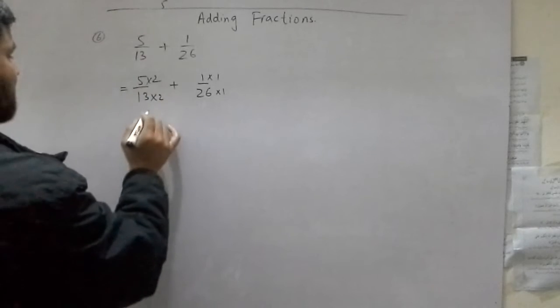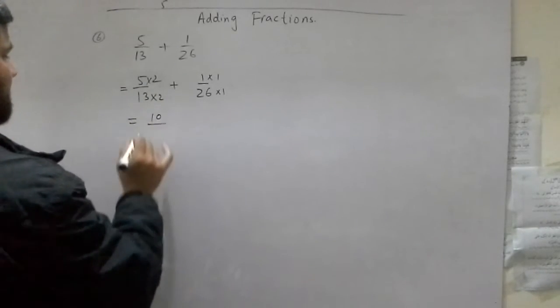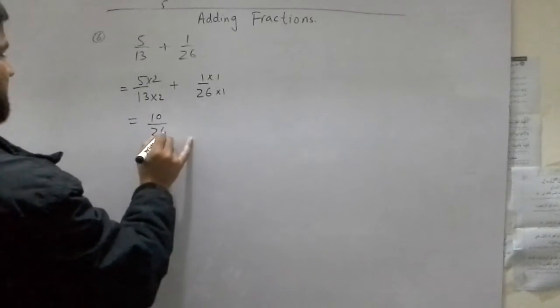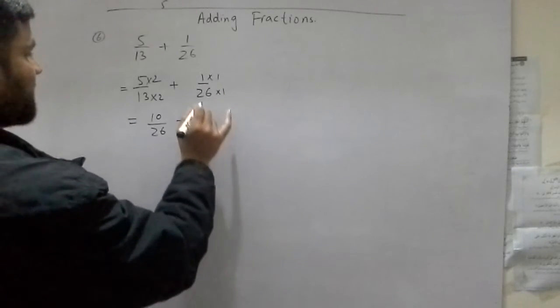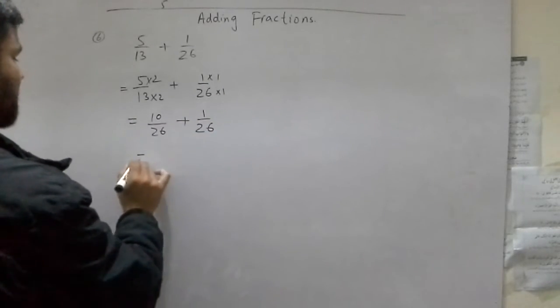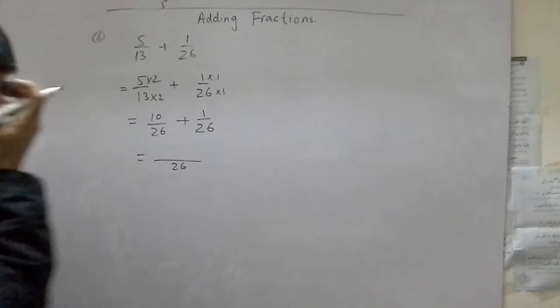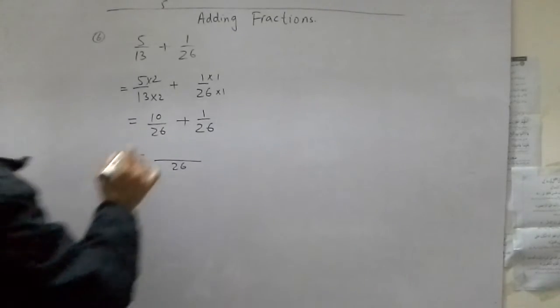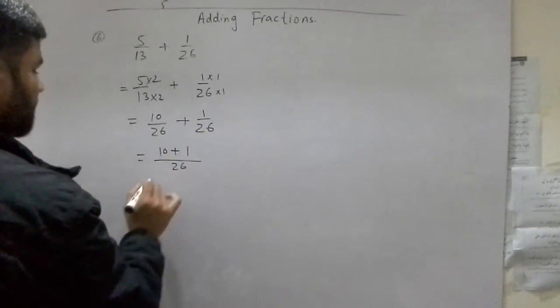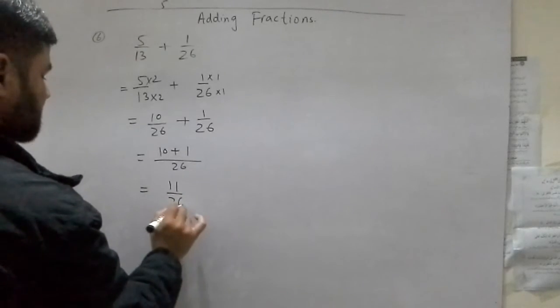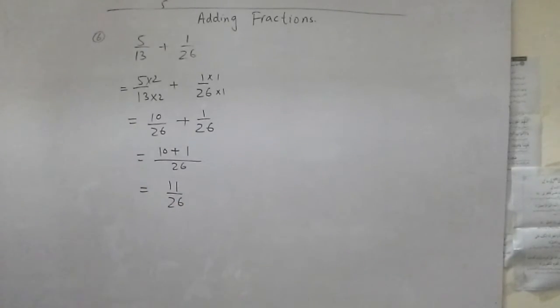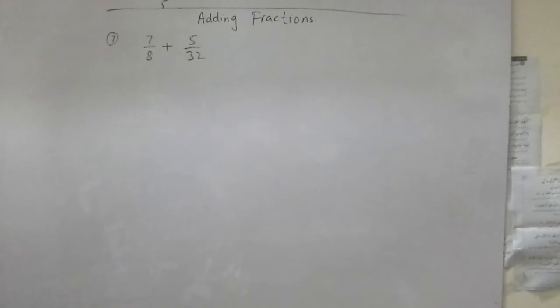So we can do 5 times 2, which is 10. 13 times 2 gives you 26, plus 1 times 1 is 1, and 26 times 1 is 26. Now the denominator, or our LCM, is 26, and on the top 10 plus 1 gives us 11 over 26. This is our proper fraction and final answer, simplified answer. Now moving to question number 7.